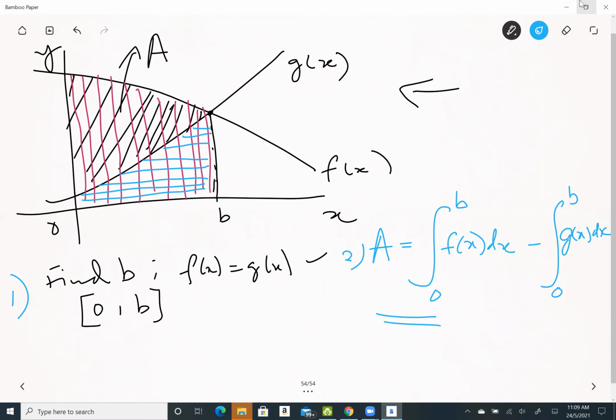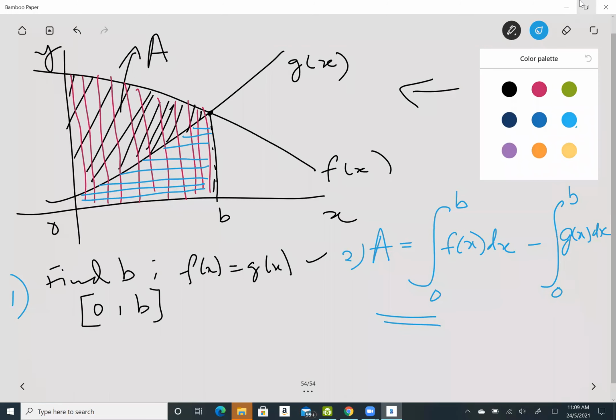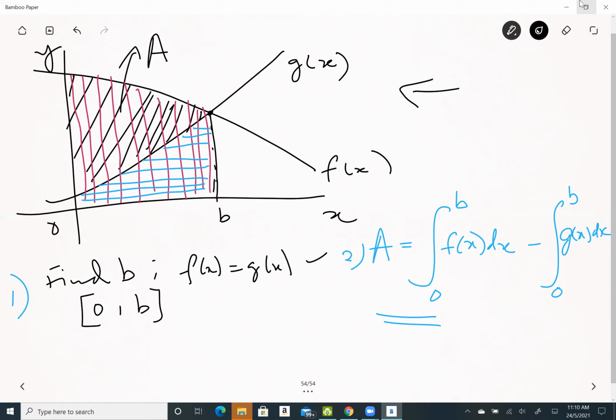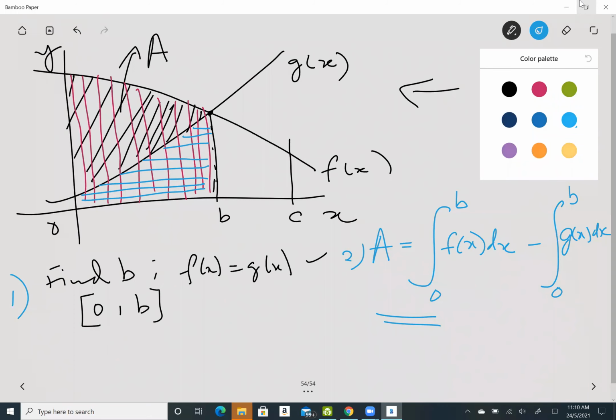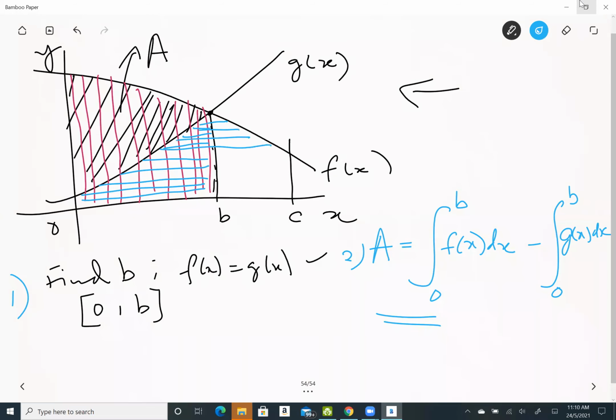Okay, next, we do a few more. I want to find the area, call it C, the area which I shade blue. That area. I want to find the whole area there from zero to C. Now, what do we need to do in order to find the area? We call that area B. I want to find the area B.